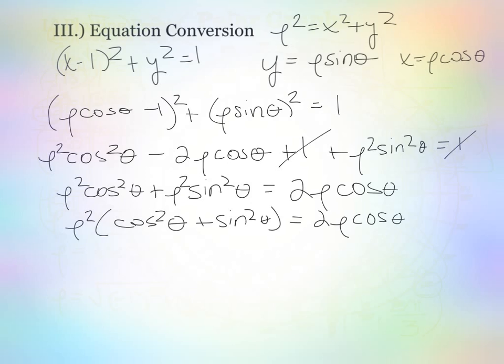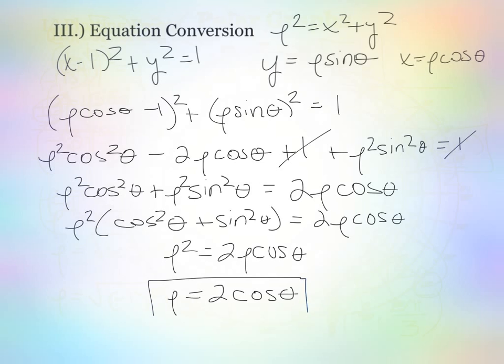We know that the cosine squared of theta plus the sine squared of theta is just 1, so that just becomes rho squared equals 2 rho cosine theta. Divided through by rho, rho equals 2 cosine of theta, which is decidedly simpler than the first equation that we started with.